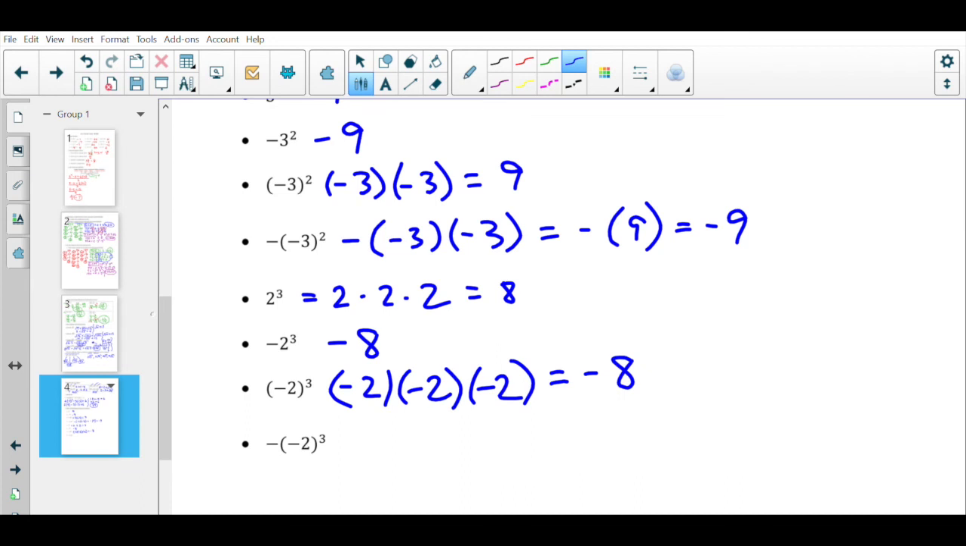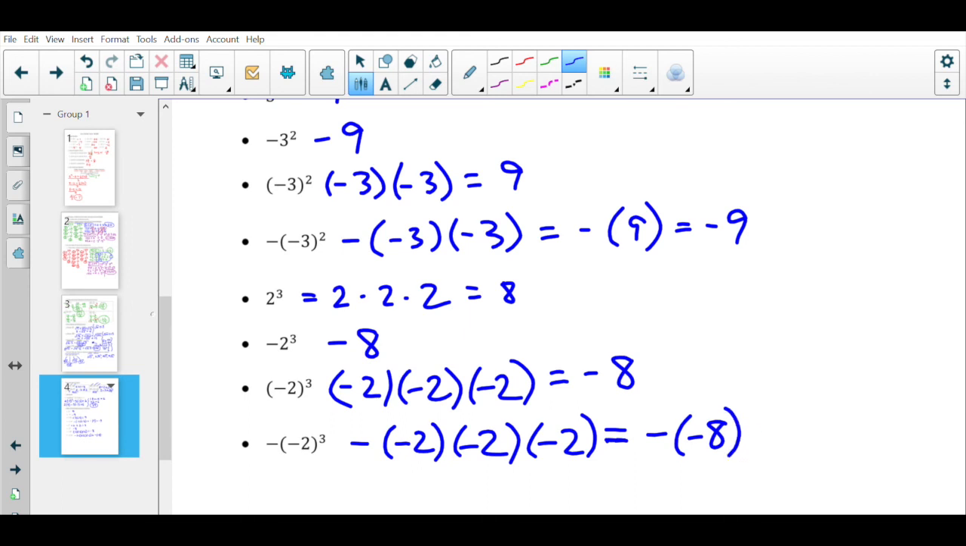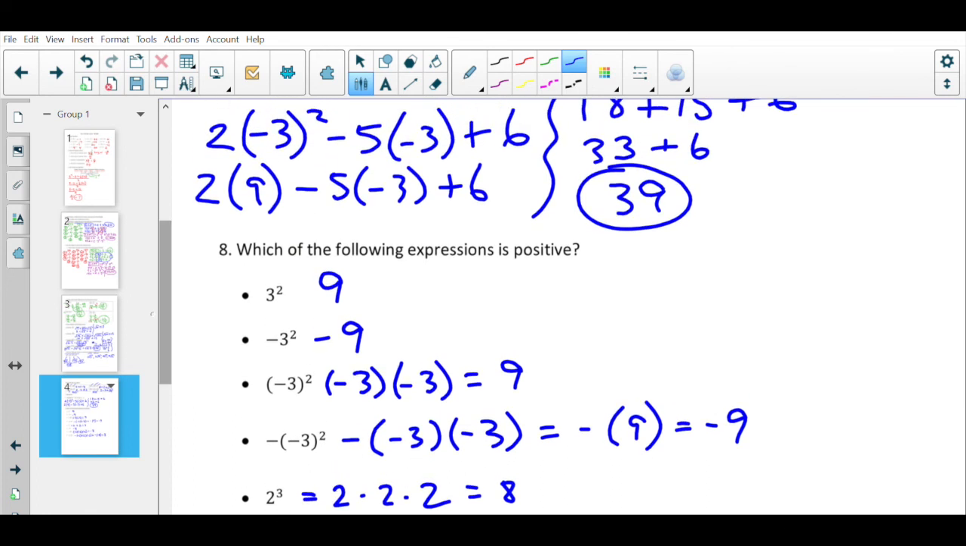Alright, we have negative of negative 2 times negative 2 times negative 2. Remember that exponent means repeated multiplication. So we know that negative 2 times negative 2 times negative 2 is negative 8. So we have a negative 8, and that is 8. Okay? Okay. Answer the question.